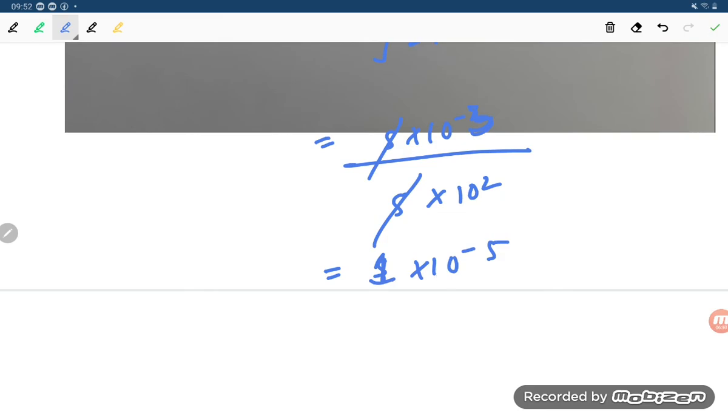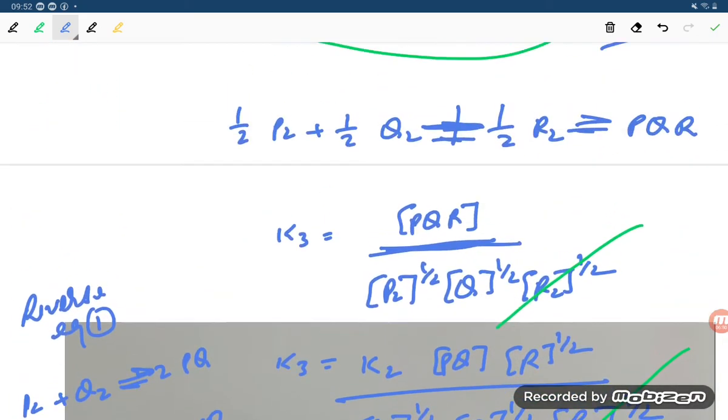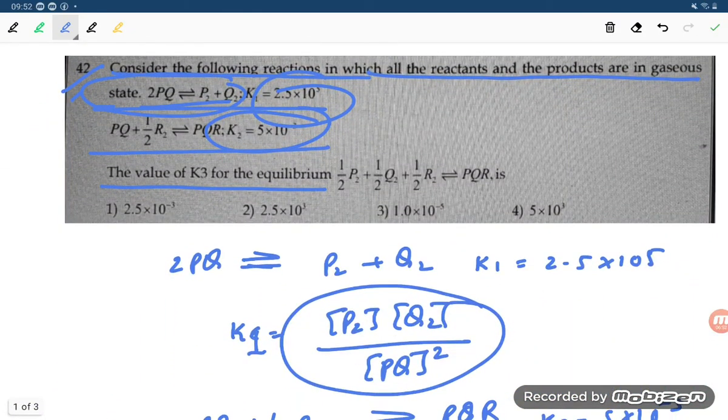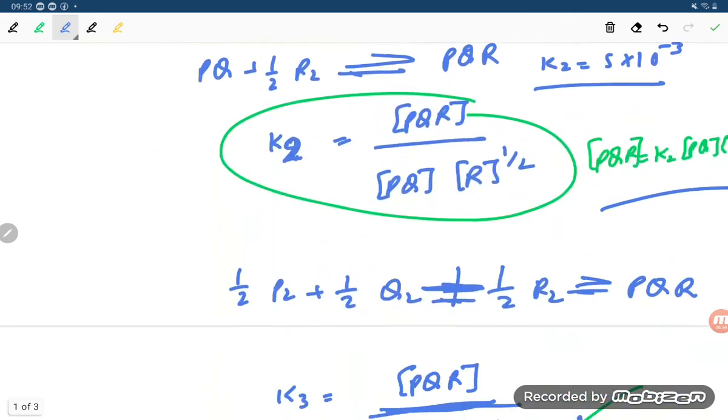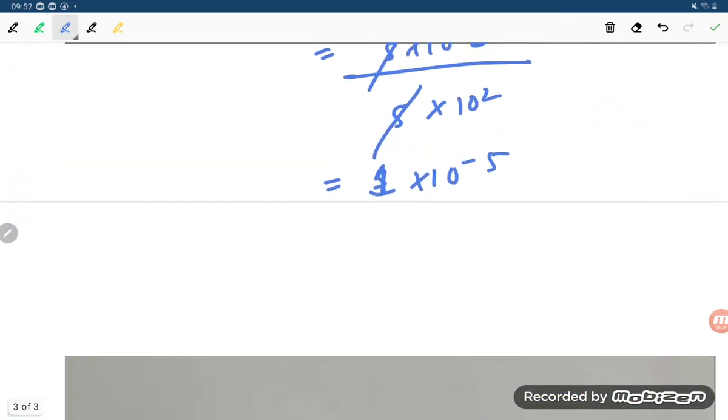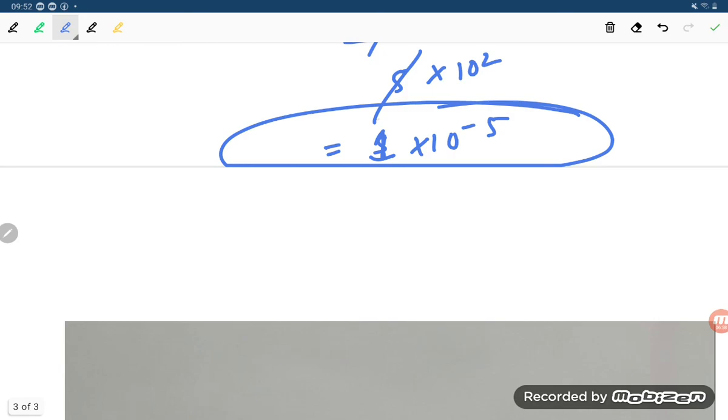So the correct option we have to check is the third one, 1.0 into 10 power minus 5. Here also we got 1.0 into 10 power minus 5.